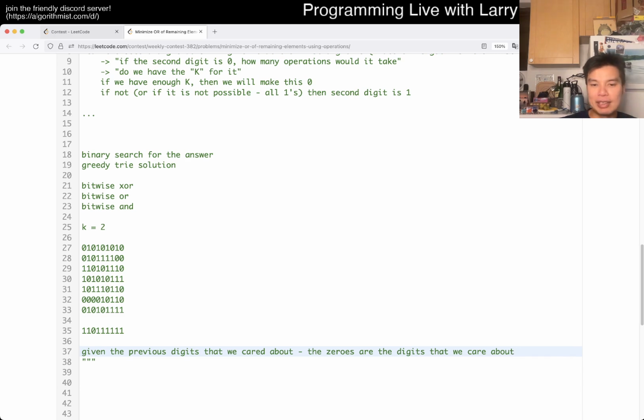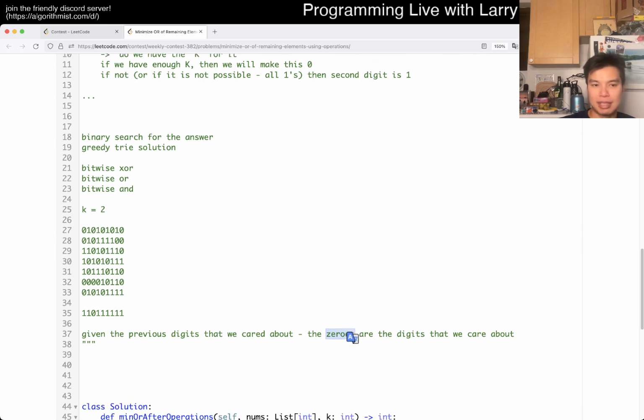And if we don't make all the zeros that we care about 0, then it means that we have to do the merging until all the zeros that we care about are 0. And that's really the idea.